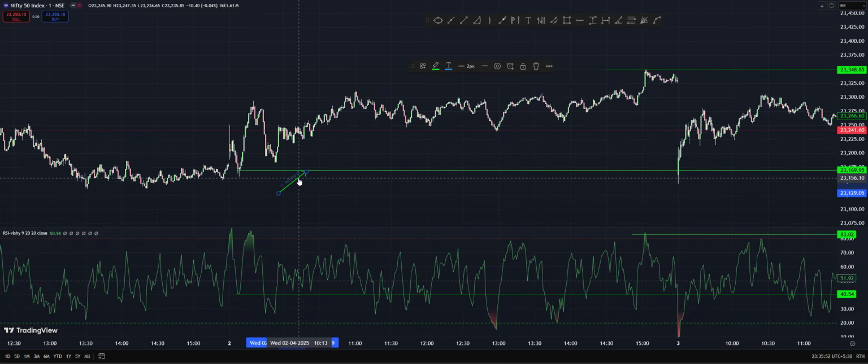Now let's go back and see what happens. When did RSI again come back here? See, it came close to the reference level, but even then the price was making higher lows, right? When it came here, see the high.